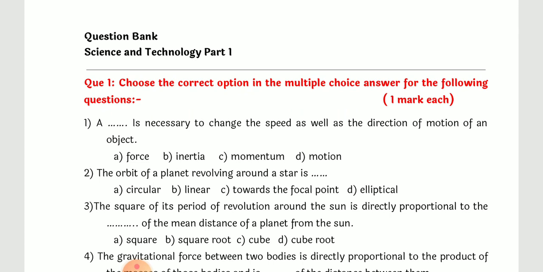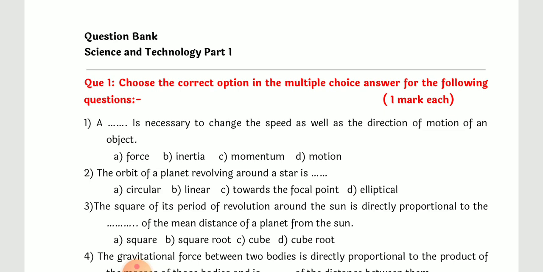Question number 1A 1, that is a dash is necessary to change the speed as well as the direction of motion of an object, that is a force is necessary. These you are learning from your standard 6. The orbit of a planet revolving around a star, the orbit of any planet which is revolving around a star can be the sun. Okay, so the orbit is elliptical, this you have learned.